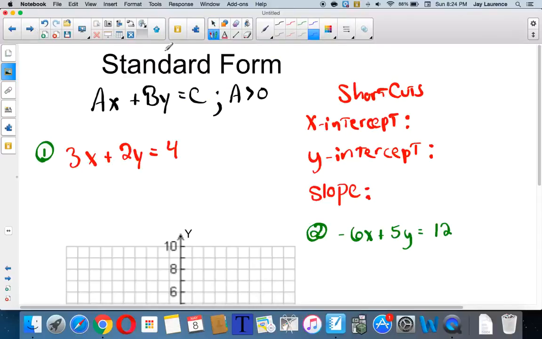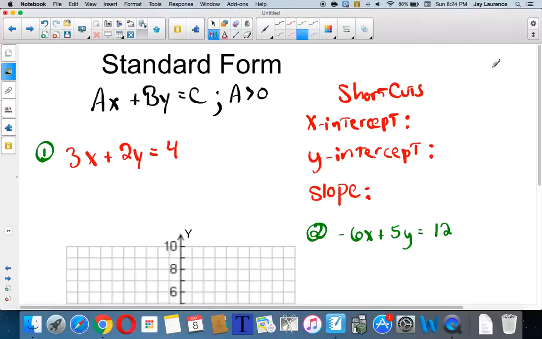All right, another type here. Standard form of a linear equation. And that looks like ax plus by equals c, and that's when a is greater than 0. This is different than standard form for a quadratic, where we have ax squared plus bx plus c equals 0. This is ax plus by equals c. So a little bit different. You might want to make some flashcards to keep this stuff straight.